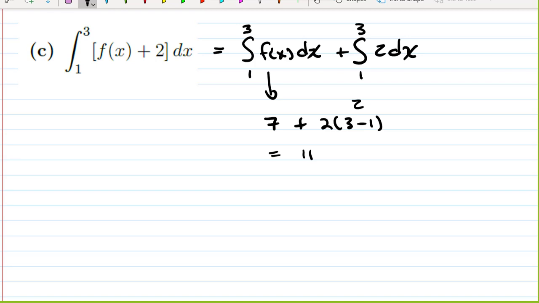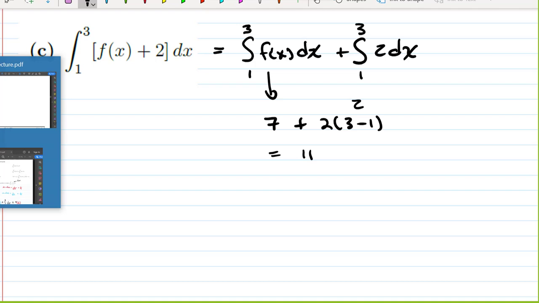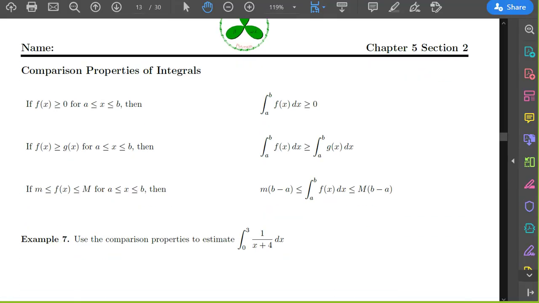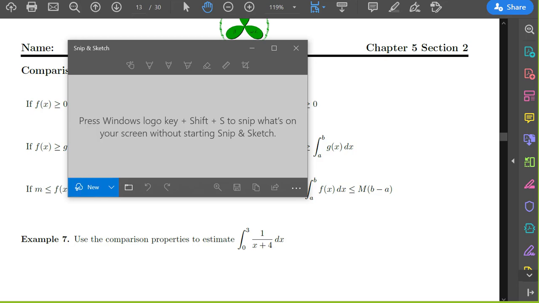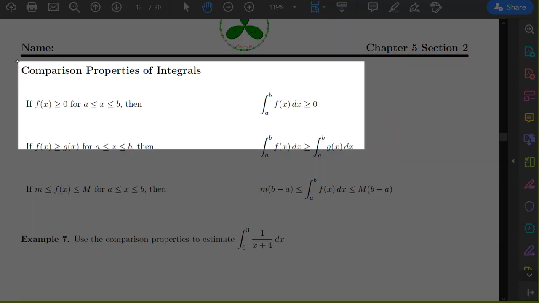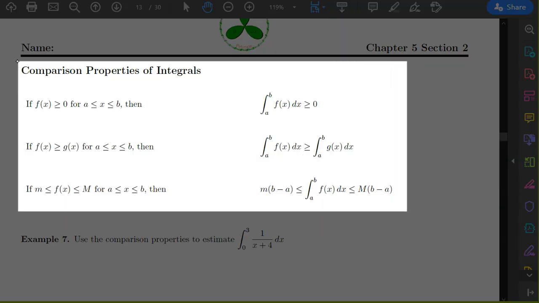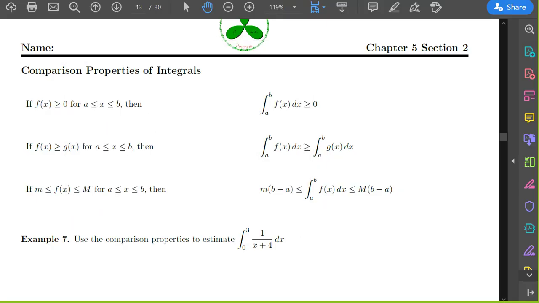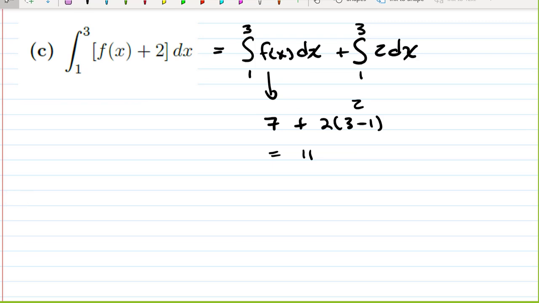All right, so we have a couple more properties of integrals, and these are comparison properties. And if you think about them in terms of area, it will help some of them make a little bit more sense.